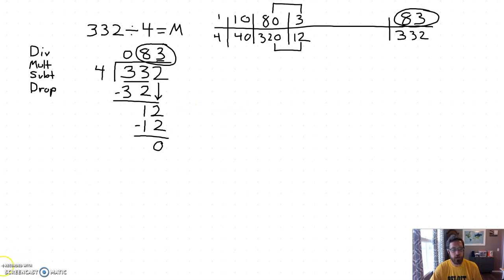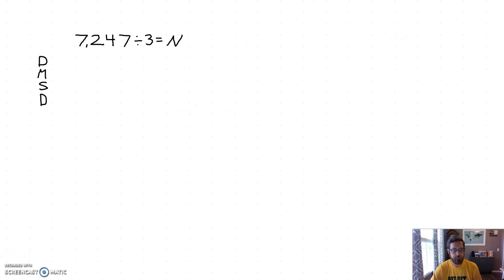Okay, we're going to go on and do one more problem. This time we just increased it to a 4-digit divided by a 1-digit number. So maybe if you want to stop and pause the video and try it on your own, that might be a great idea. And then we can go through the steps together and see how you do it.